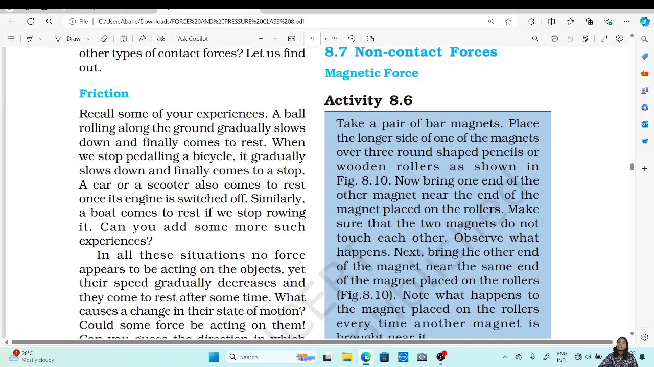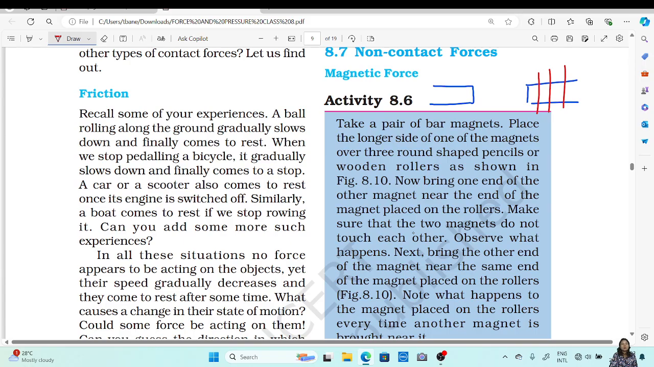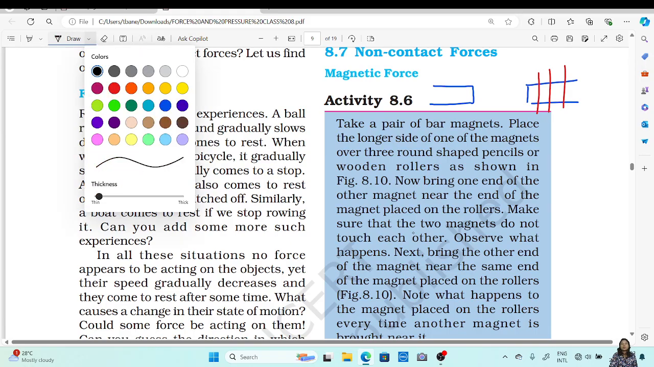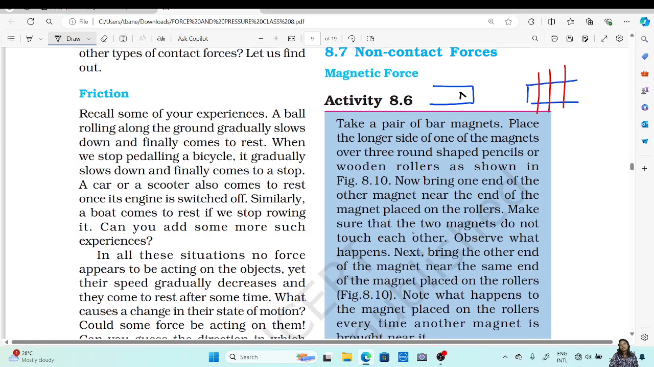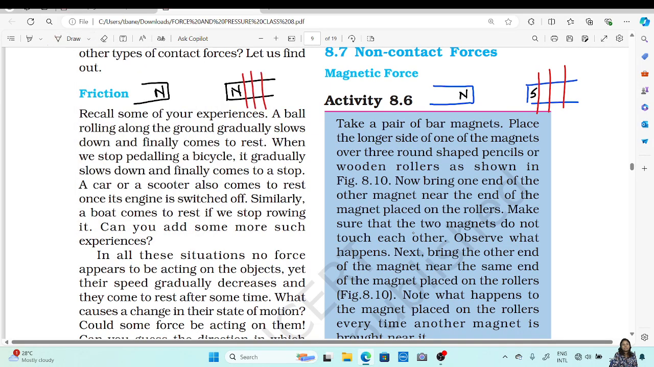So here, what they are saying is that you have a magnet. Say you have two bar magnets here, and on one of the magnets I place some pencils or some kind of stuff. Now say this is the north and this is the south, and say there's another situation, same situation. This is north and this is north. Again we have the pencils placed over here.